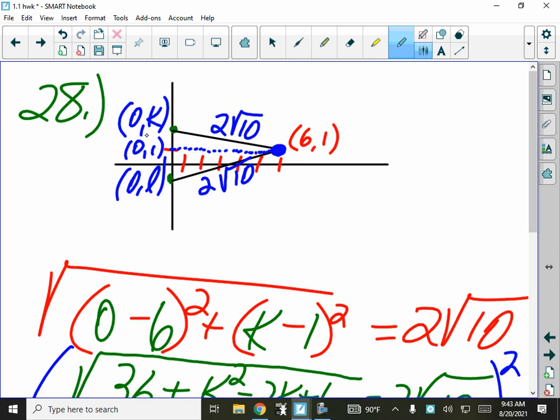Okay, so this is 0, 1. Got it? So this distance is 6. I don't know what that distance is, so I could have called that x or y or L or whatever. And I could have just said a squared plus b squared equals c squared and done it that way.